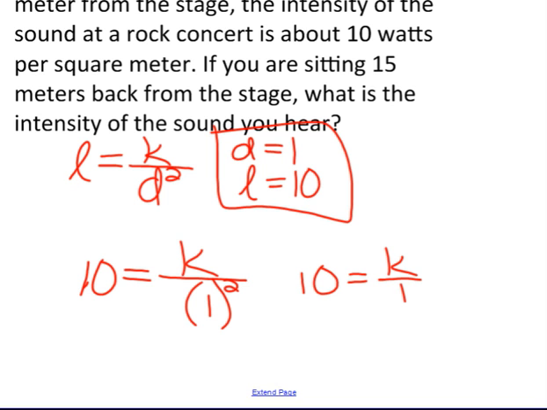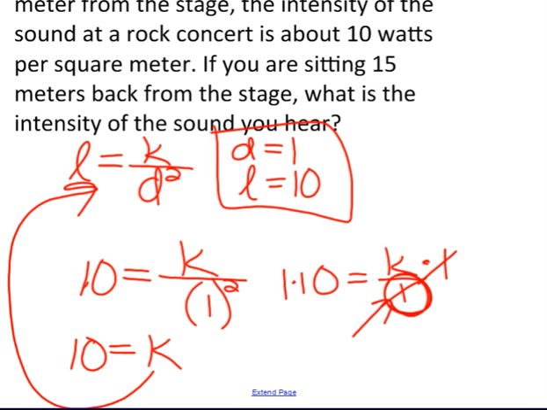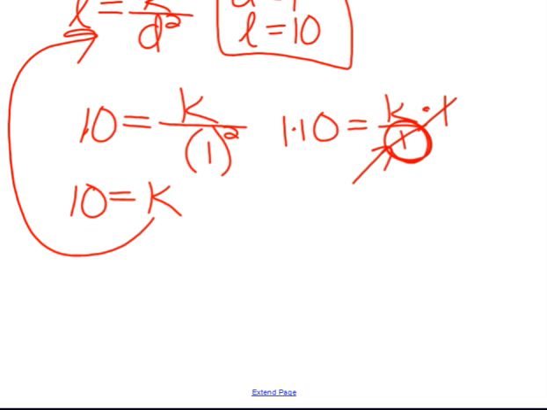If that was any other number except 1, I would multiply both sides by whatever this number is. So let's suppose that was 4. I'd multiply both sides by 4. But multiplying by 1 doesn't really change much. So here we got 10 is equal to K. So I'm going to take my K and substitute it into my variation equation. And I've got L is equal to 10 over D squared.